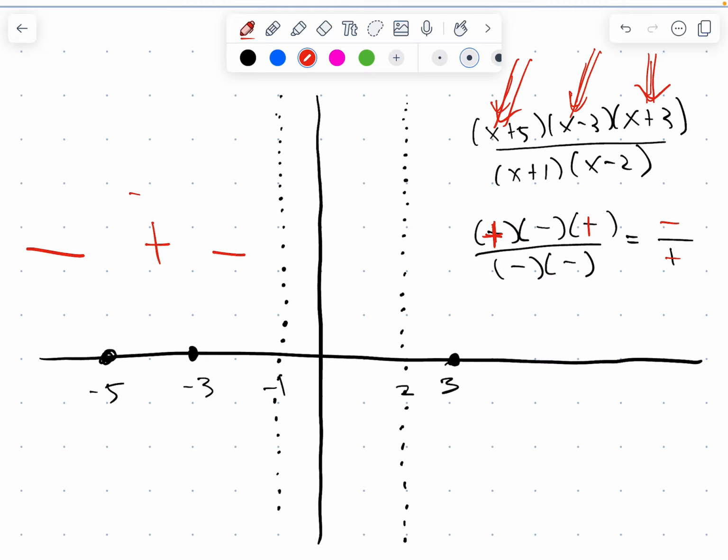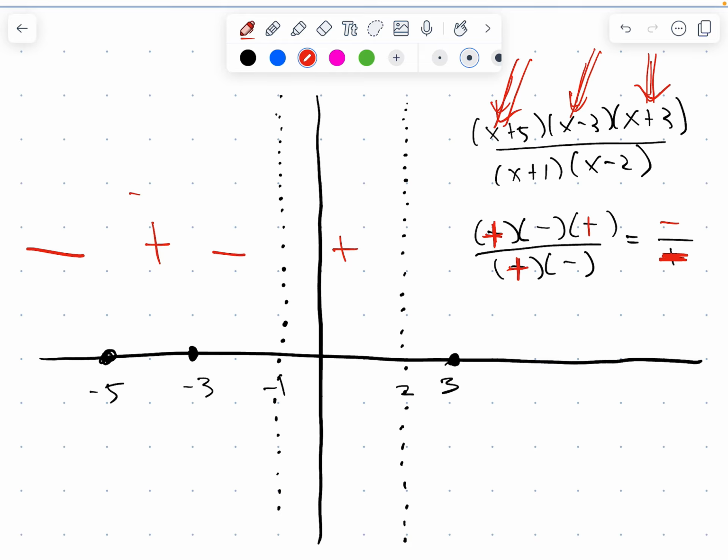Okay, now in between -1 and 2, let's try 0. We actually already did this when we found the y-intercept, but if we plug in 0, 0 plus 5 is positive, 0 minus 3 is negative, 0 plus 3 is still positive, 0 plus 1, that's positive, 0 minus 2 is negative. So then the bottom becomes negative, negative over negative becomes positive.